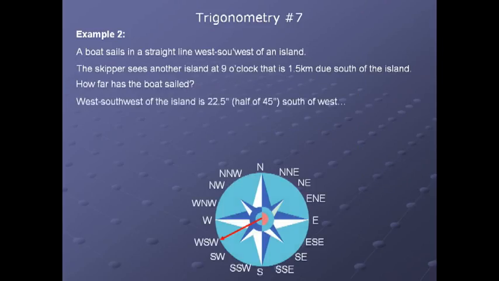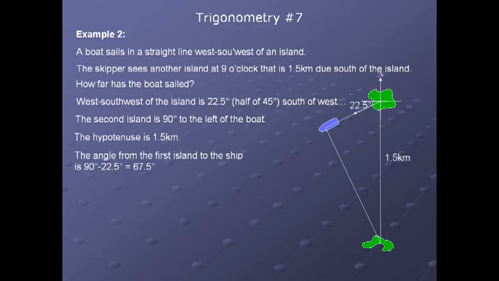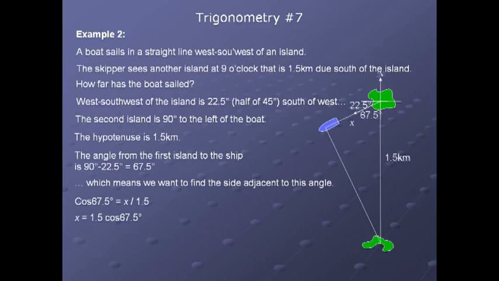West-southwest of the island is 22.5 degrees, that's half of 45 degrees, south of west. The second island is 90 degrees to the left of the boat. The hypotenuse is 1.5 kilometres. The angle from the first island to the ship is 90 minus 22.5 degrees, that's 67.5 degrees, which means we want to find the side adjacent to this angle. Cos of 67.5 degrees equals x over 1.5. So x equals 1.5 times cos of 67.5 degrees, which is 0.57 kilometres.